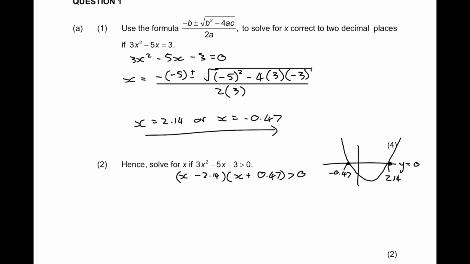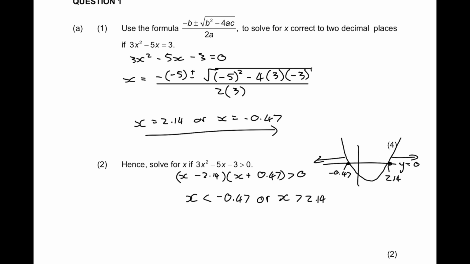Of course, if that x value there is 2.14, and this x value over here is negative 0.47, then in order to get y values that are greater than 0, we need to be to the right side of 2.14 and to the left side of negative 0.47. Okay, so then we can say x must be less than negative 0.47, or x must be greater than 2.14. And now, of course, you must notice that these are strict inequality signs. In other words, we haven't included the equal to sign, and we haven't done so because this initial inequality wanted to be strictly greater than 0. So we can't lie on that exact point.